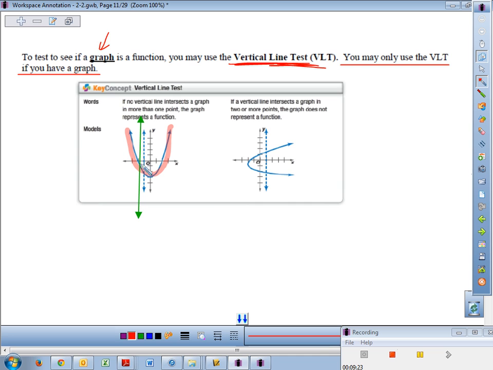How many places does that vertical line touch the graph? One. That's okay. But if you can find a vertical line that goes through it in more than one spot, then it's not a function. So one is not enough. You've got to test a ton of them.